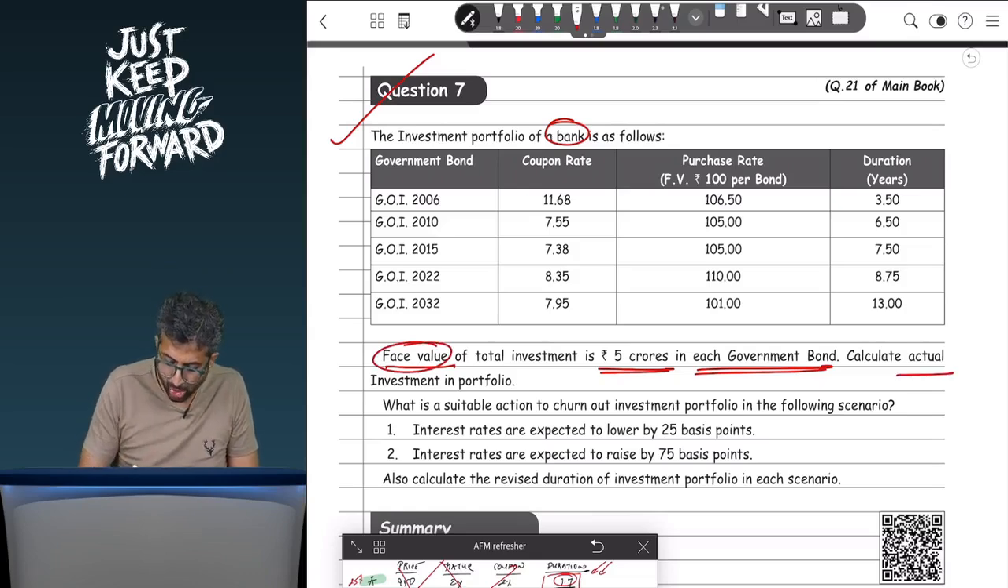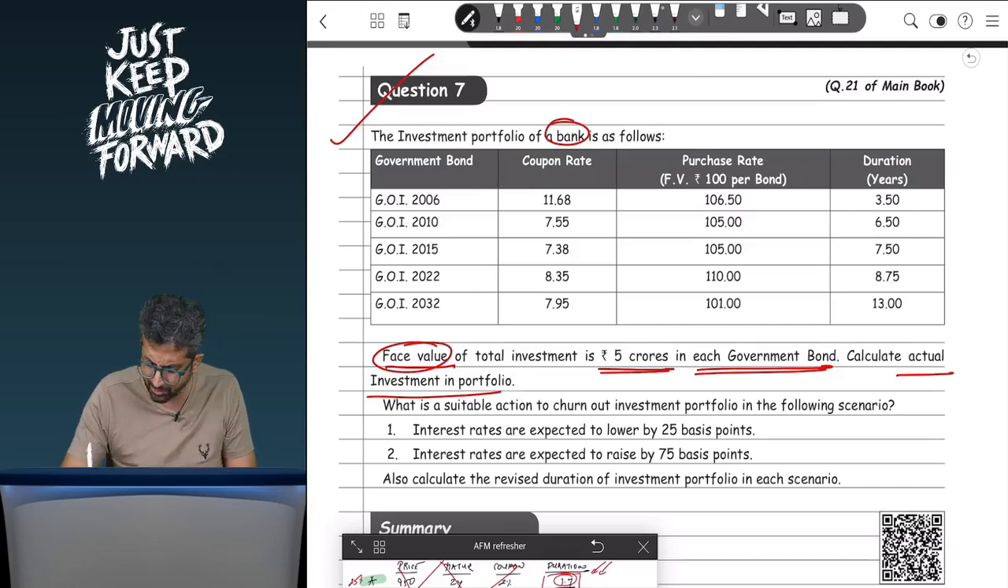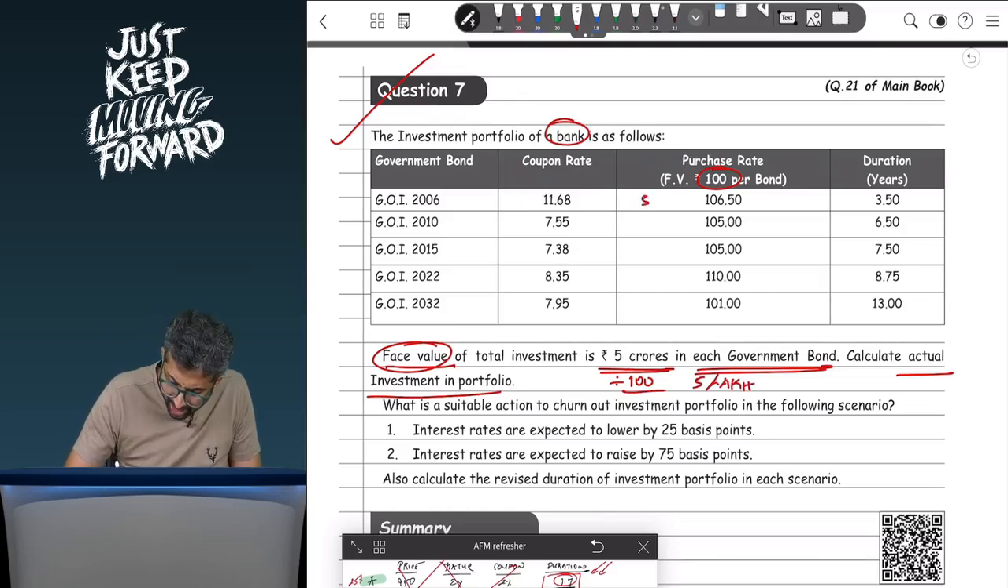Calculate the actual investment in the portfolio. Okay, this is very easy. Face value is 5 crores in each bond. The face value is 100 per bond, so 5 crores divided by 100, there must be 5 lakh bonds each. So you will say 5 lakhs into 105, 5 lakhs, and you will try to find the investment in each of the bonds. 5 lakhs into each of these numbers.